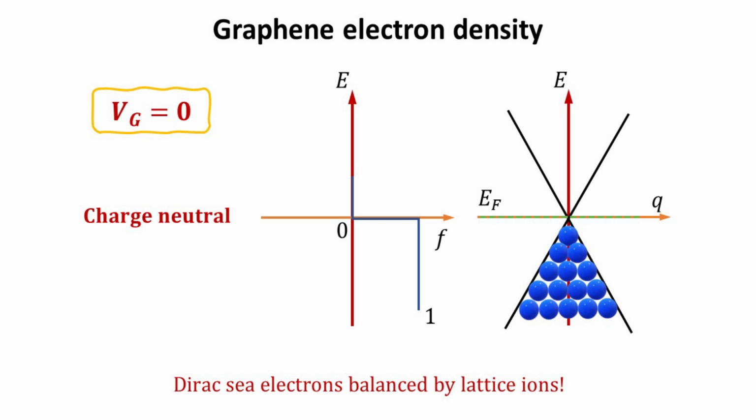One might ask if this would contradict the charge neutrality condition. The answer is no, because the Dirac sea of electrons is perfectly balanced by the positively charged lattice ions.